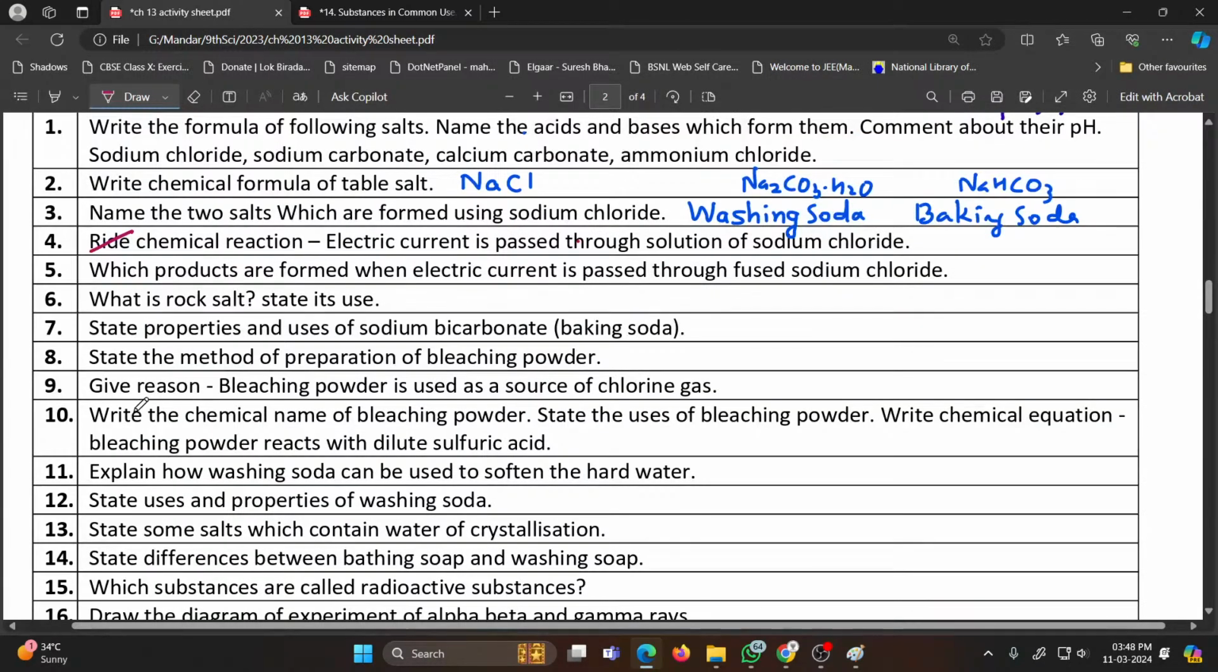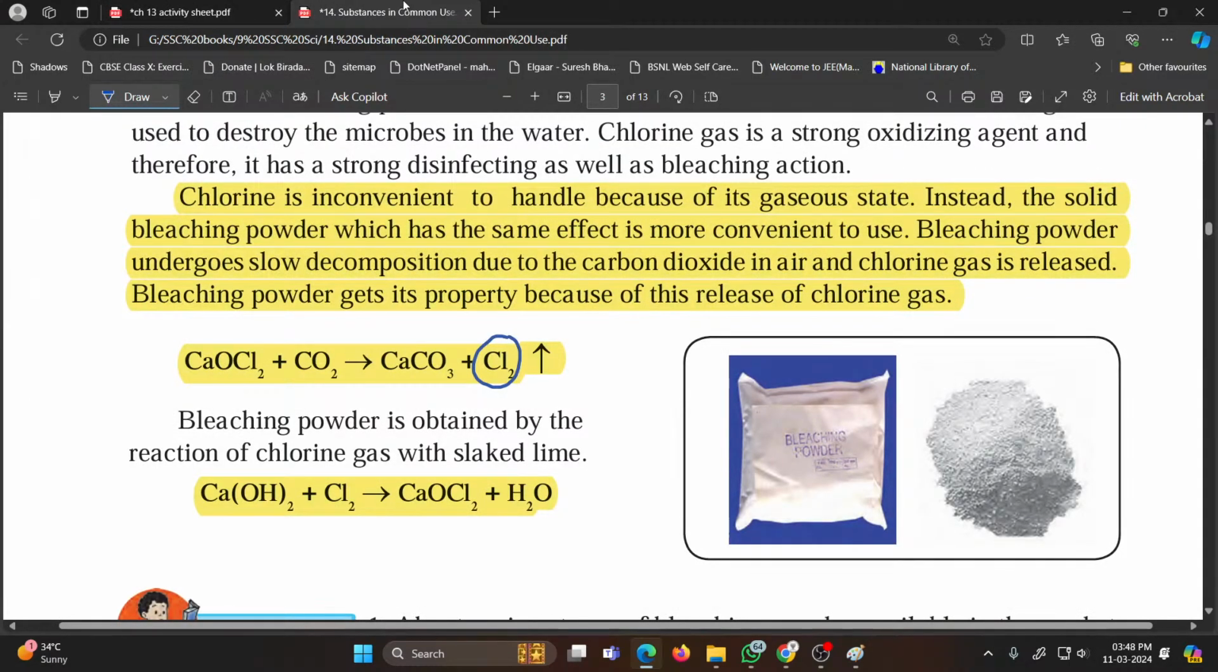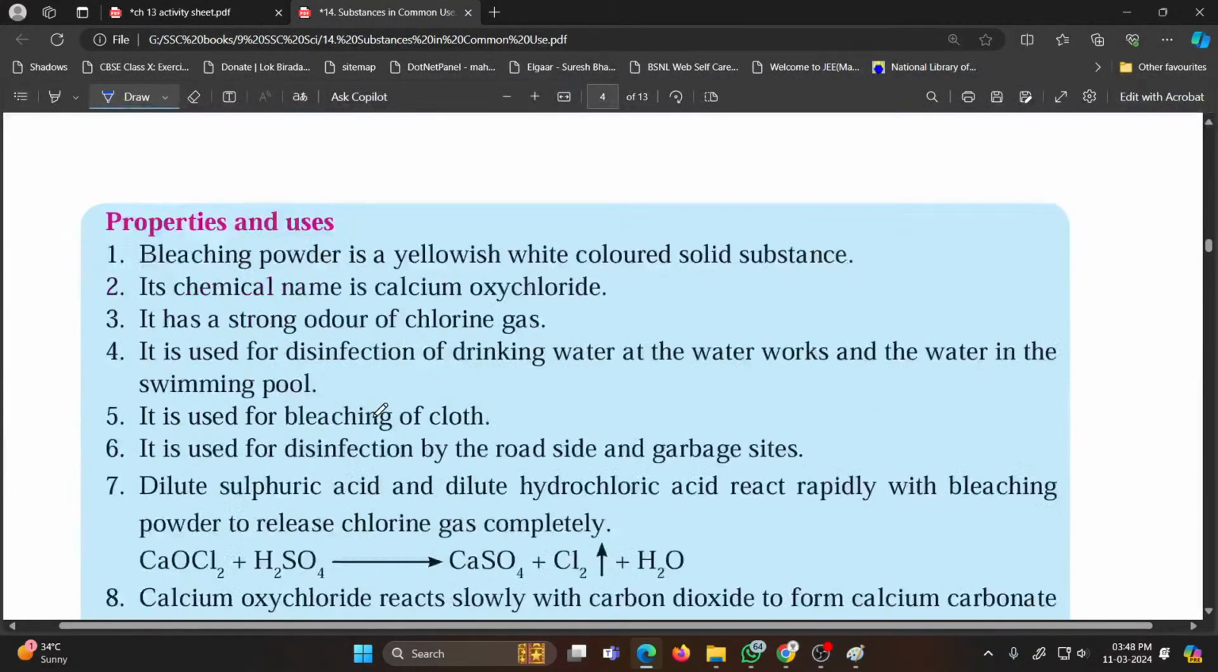Write the chemical name of bleaching powder. Just now we said that bleaching powder is called calcium oxychloride. State the uses of bleaching powder. Write chemical equation. Bleaching powder reacts with dilute sulfuric acid. Properties and uses of bleaching powder we can summarize.